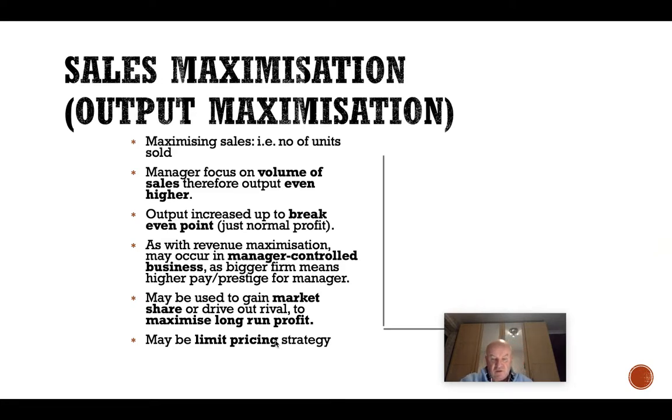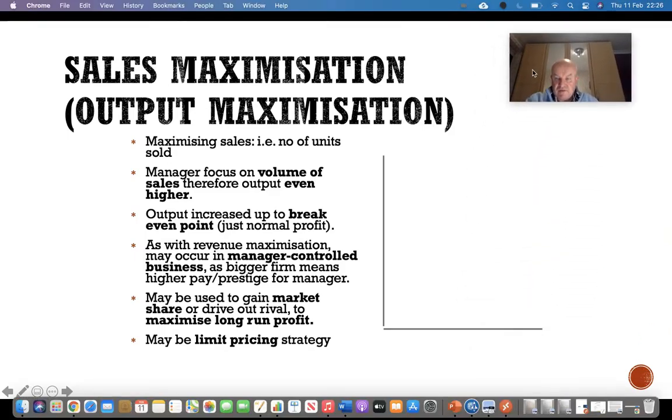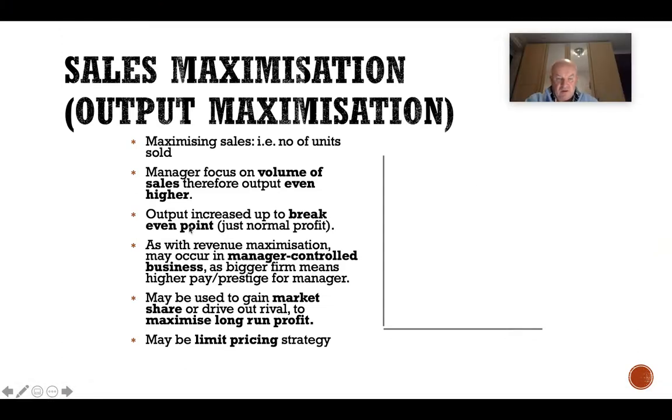Okay, now if we're talking about output maximization, that's again a slightly different scenario. In this case, we're trying to maximize the number of units sold. The manager will be focusing on the volume of sales, and therefore the output is going to be even higher. The output is going to be increased to the point at which our break-even point is achieved, where we're just achieving normal profit.